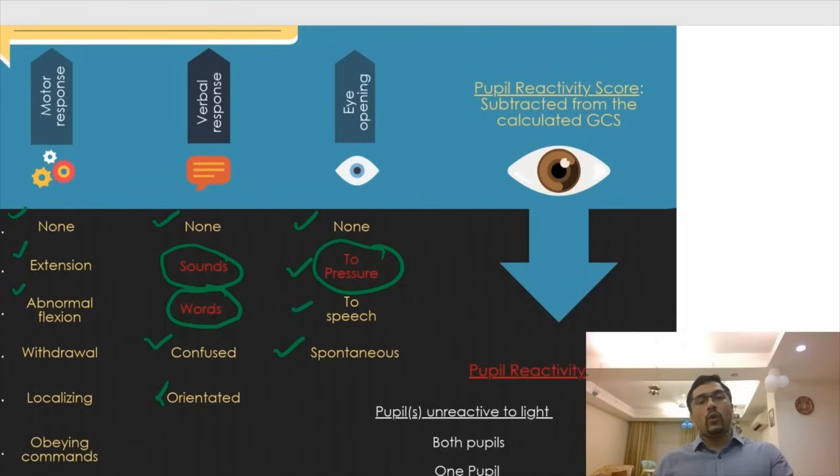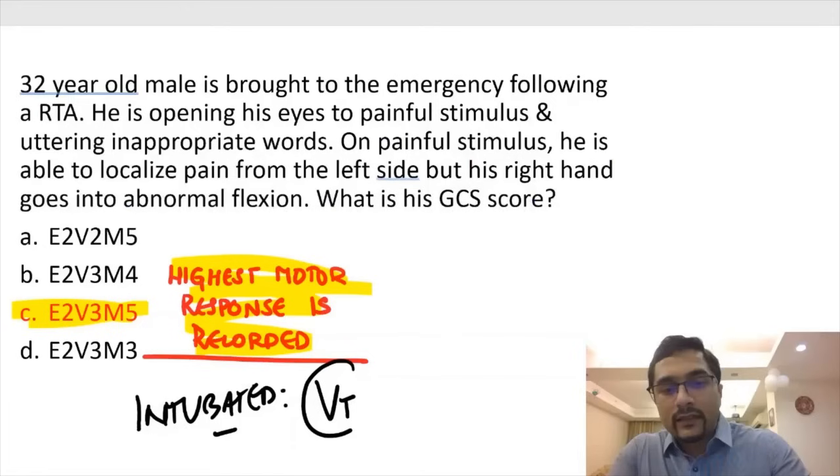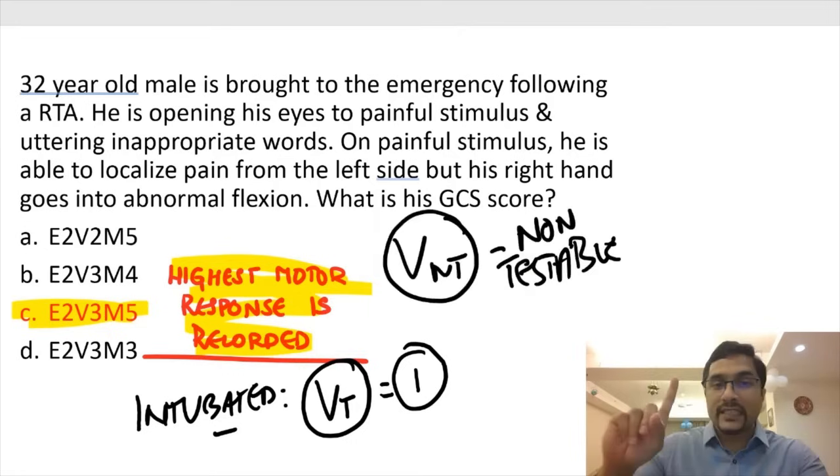You know the maximum GCS score is 15. And if you have an intubated patient, then we write it as VT. And VT is given a score of 1. Although the new GCS score will write it as VNT, non-testable, right? This is the latest update. If the patient is intubated, you will write it as VNT, non-testable. But if VNT is not there in the options, you can mark VT also, and VT is given a score of 1.